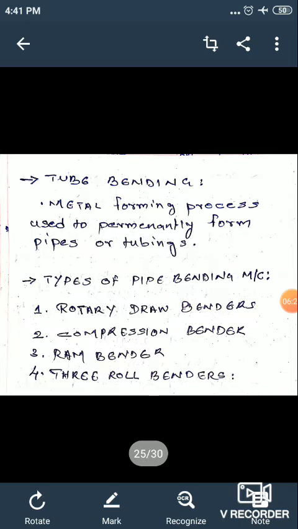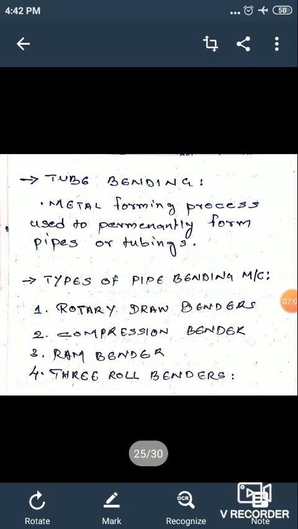Tube bending. The metal forming operation used to permanently form pipes or tubings is called tube bending. At the time of tube bending, the wall on the inside of the bend is in compression and the wall at the outside is in tension.